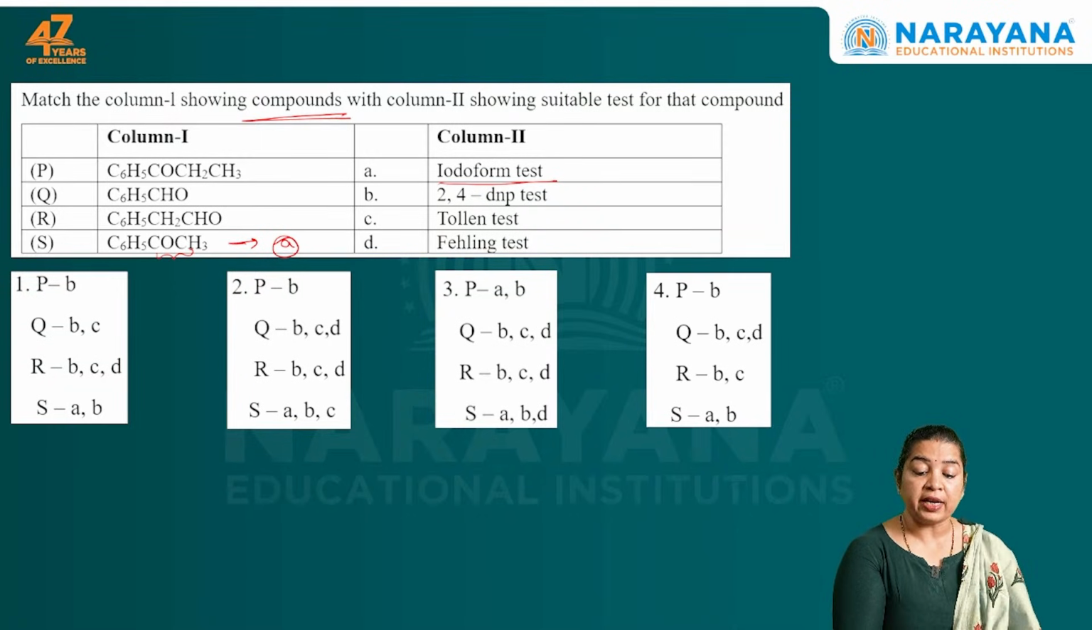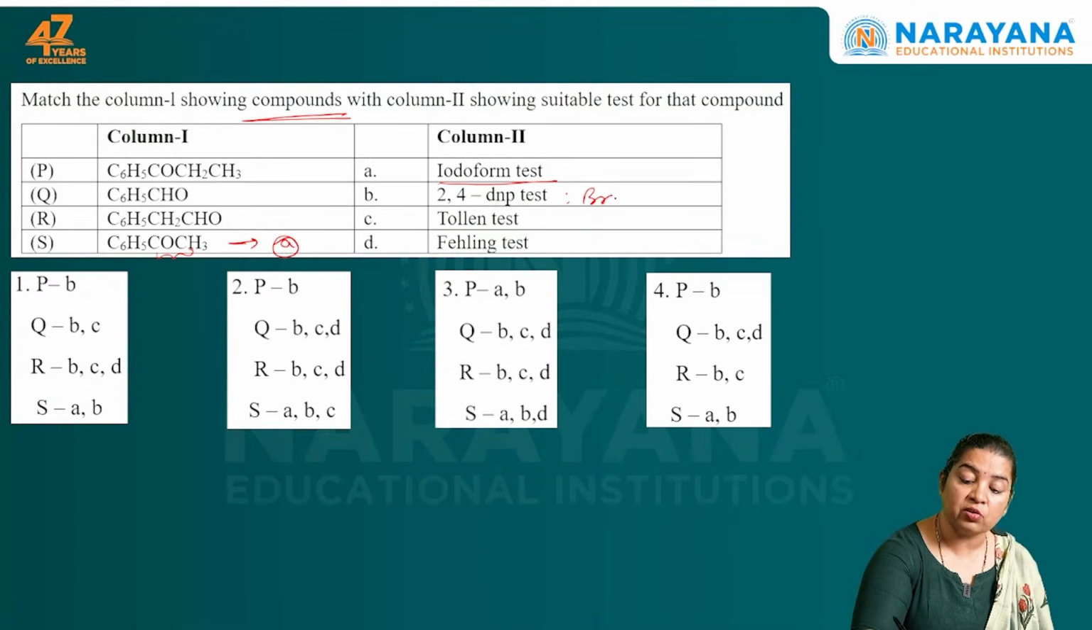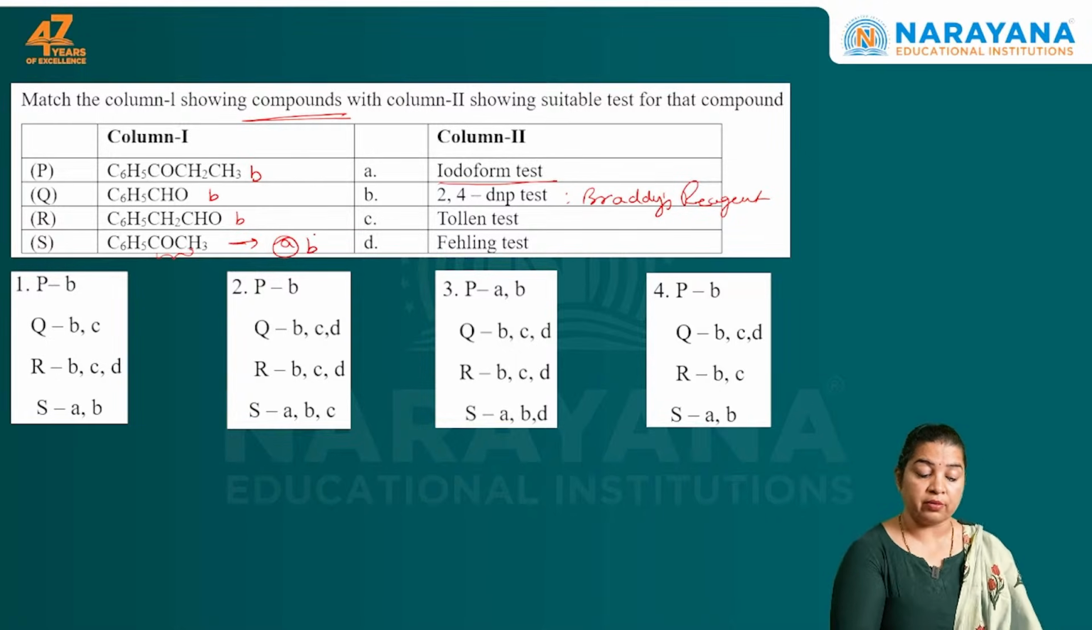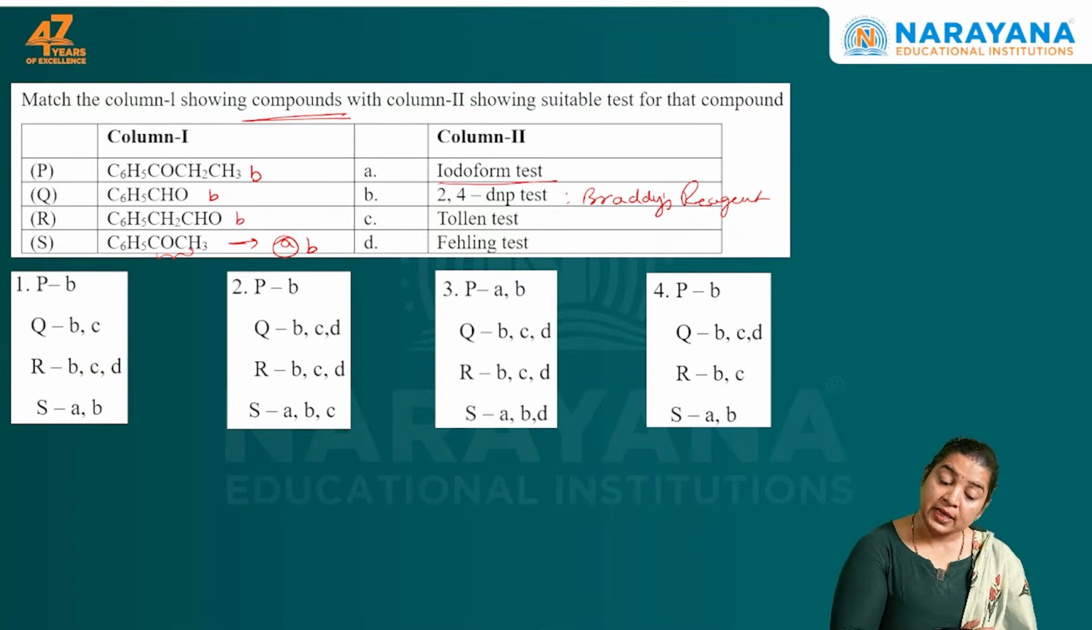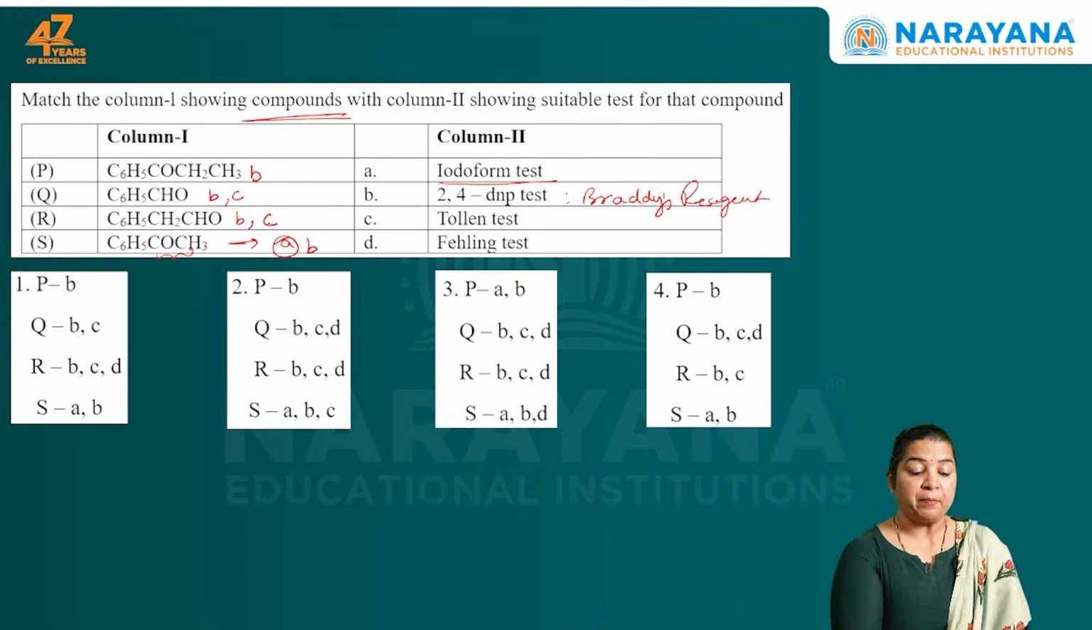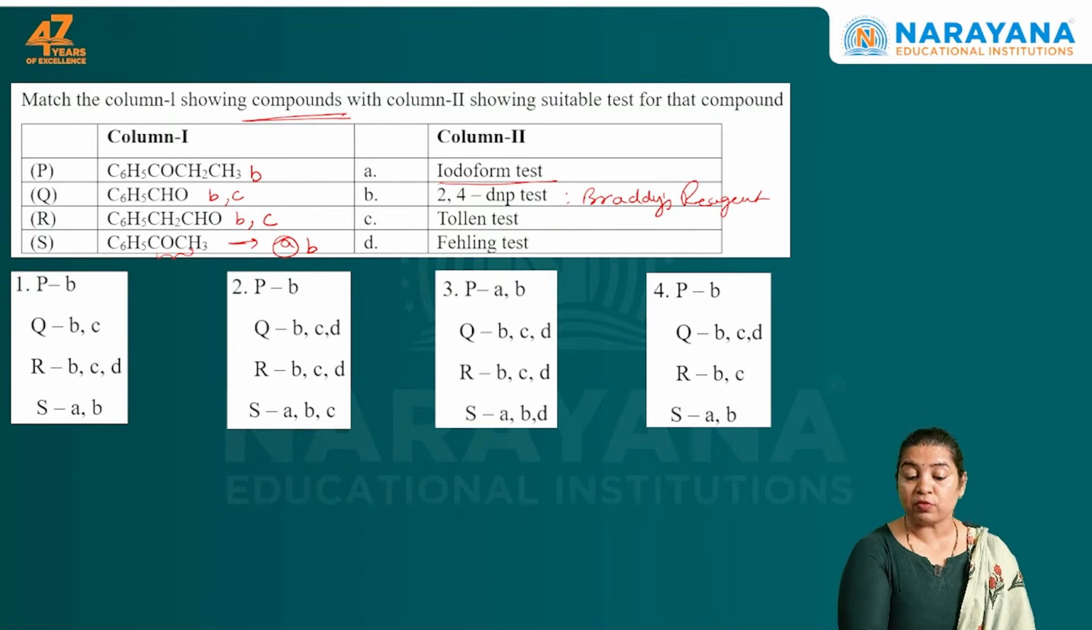B, 2,4-dinitrophenyl hydrazine test, that is the Brady's reagent, right. This is also known as Brady's reagent test. And whosoever, oh, this will give, very well, this will give, and this too will give. So, B is like in all of the list 1 compounds, it will come. Okay, wonderful. Moving to C, tolerance test. It is a test for aldehyde, not for ketones. So, C will go for Q, C will go for R. P and S are ketones. Ketones do not give tolerance test.